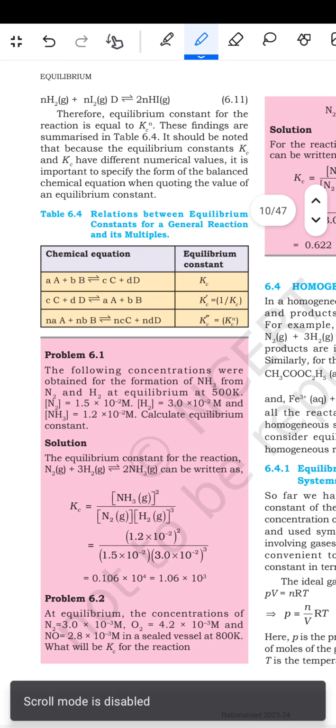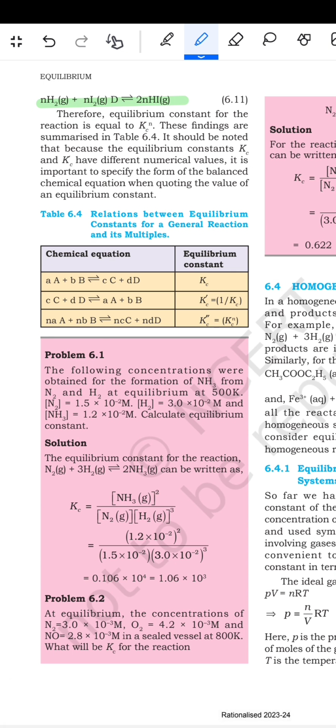nH2 + nI2 ⇌ 2nHI. Therefore the equilibrium constant for the reaction is equal to Kc^n. These findings are summarized in table 6.4. It should be noted that because the equilibrium constants Kc and Kc' have different numerical values, it is important to specify the form of the balanced chemical equation when quoting the value of the equilibrium constant.